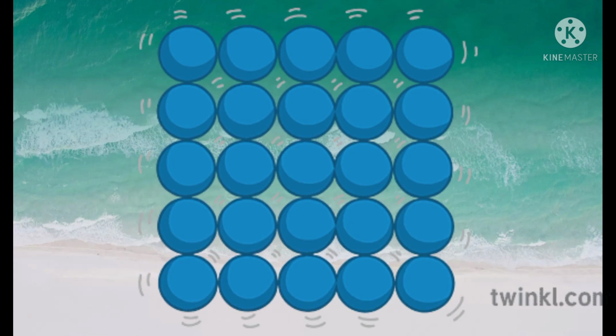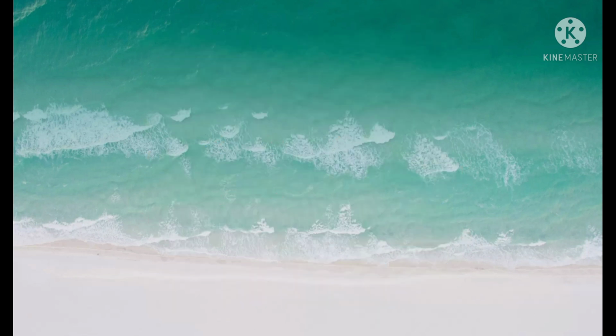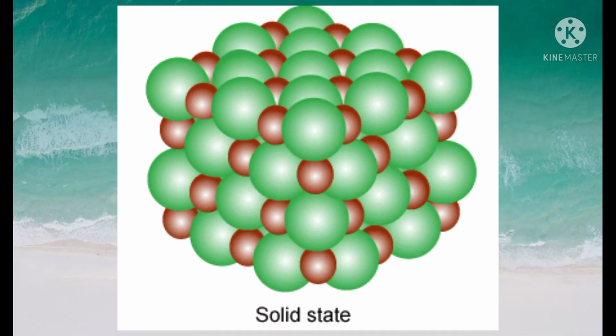A solid is a matter that keeps its own shape. That is, it has a fixed shape. The physical state of solids depends on how its molecules and atoms are arranged and how they move. This is matter in solid state.